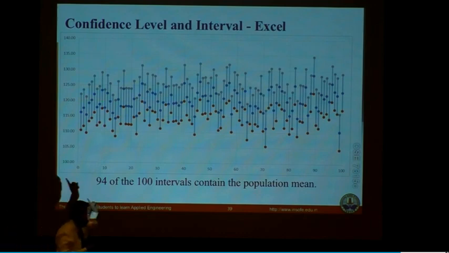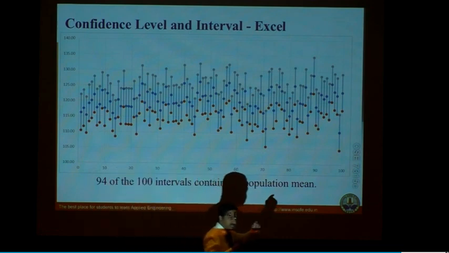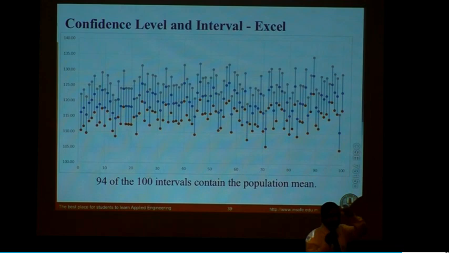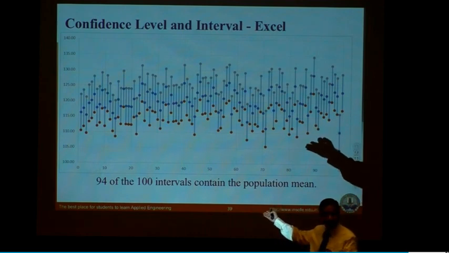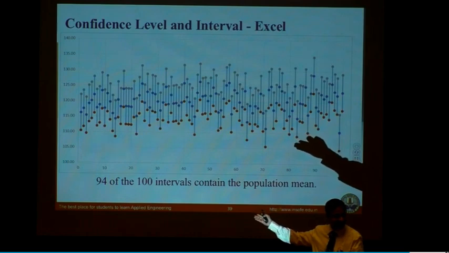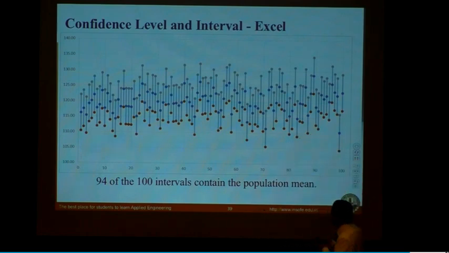Now I want to count the number of samples that contain the population mean within that range. Is 120 covered in this range? 116 plus minus 2 standard errors, the first sample. 120 is there, right? So if I use that sample to make inference about the population, I will say the population will be somewhere between this and this. And I will be right. Isn't it? 120 is there in the range.